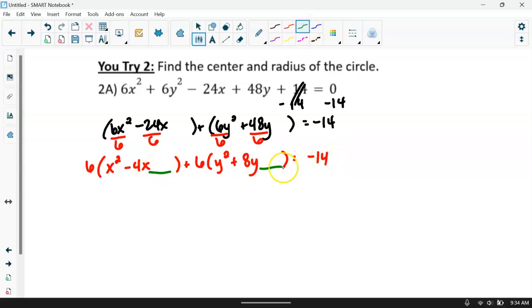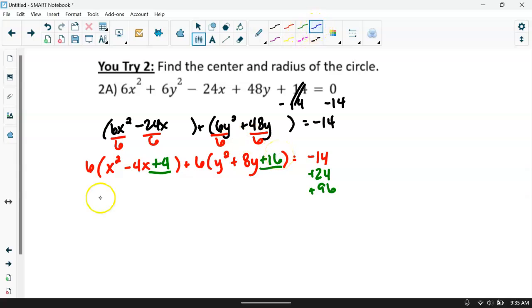So then here, when you complete the square, you should get positive 4, negative 2 squared. But then don't add 4. What were you supposed to add? 24 from 6 times 4. So then here, when you complete the square, you should get 16, 4 squared. But then don't add 16. You were supposed to add 96 from 16 times 6.